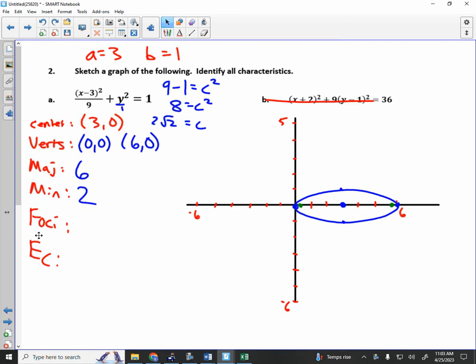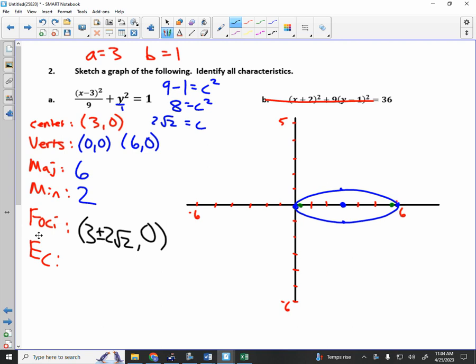Here's kind of the last thing you've got to think critically about. As I move from the center horizontally for those foci, is that going to change the x value of the center, or is that going to change the y value of the center? Changes the x value, doesn't it? The y value stays the same, right? So I know that the y value is 0. All I do is I change the x value. From 3, I added and I subtracted 2 roots of 2. So that would be the customary way of writing the coordinates for those foci.